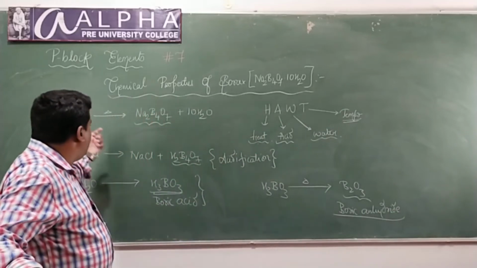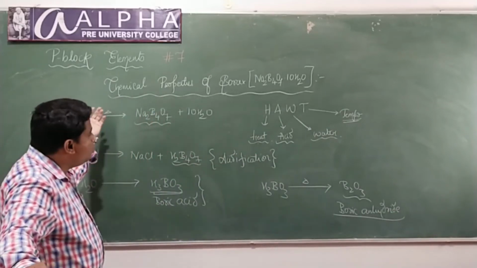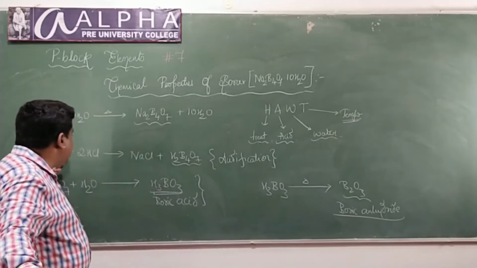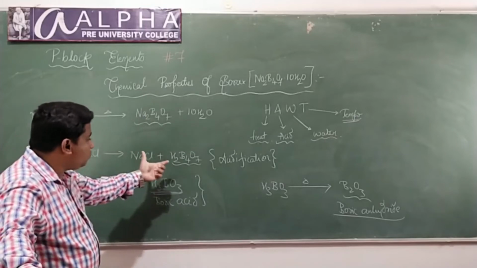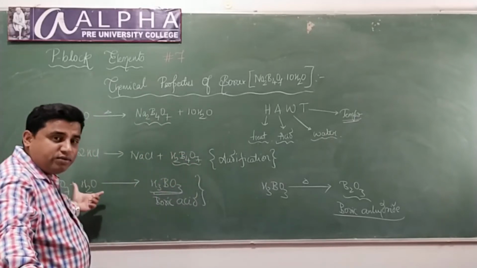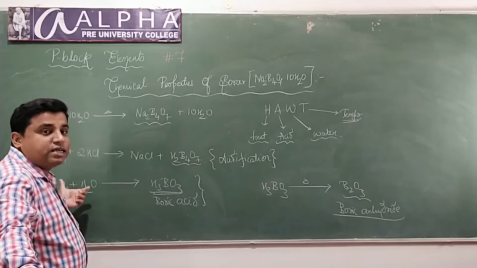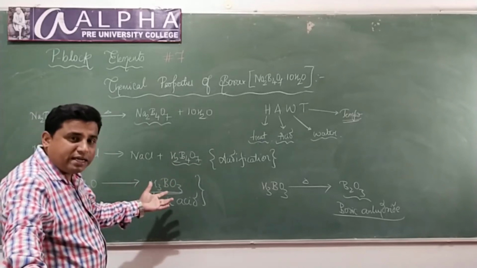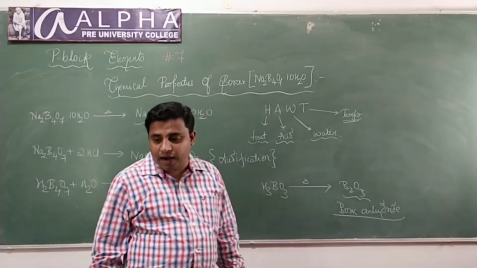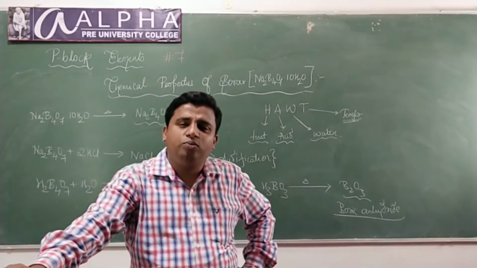Understood? So when borax is heated, it will lose all its water molecules and form sodium metaborate. When sodium metaborate is acidified, we will get metaboric acid. When metaboric acid is hydrolyzed, that is treated with water, we will be getting boric acid. When boric acid is heated, we will get boric anhydride. I hope you understood my point.